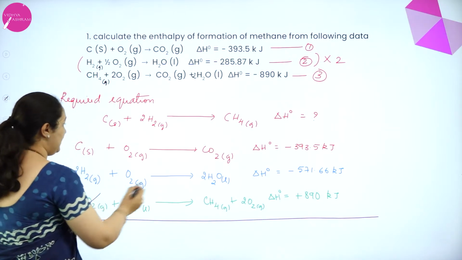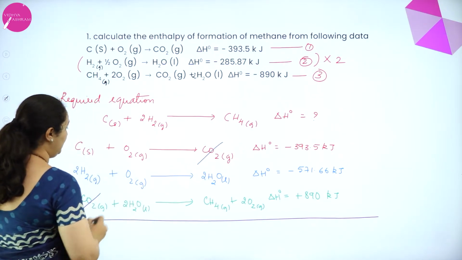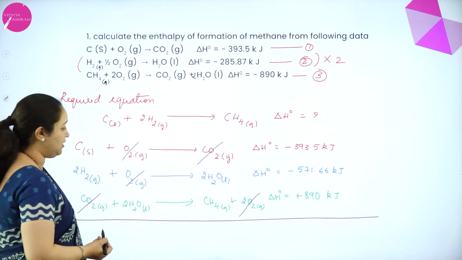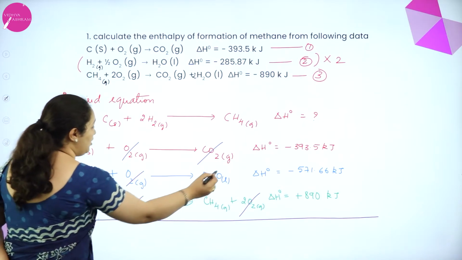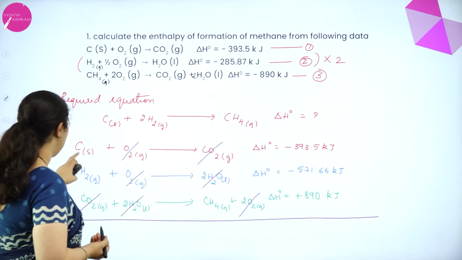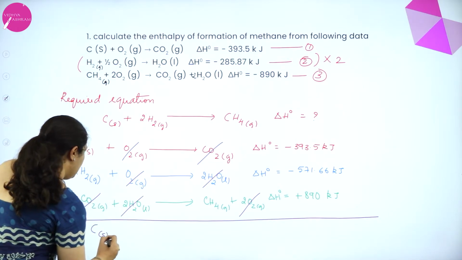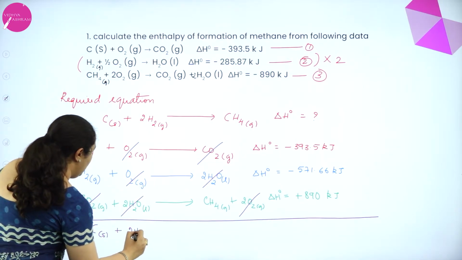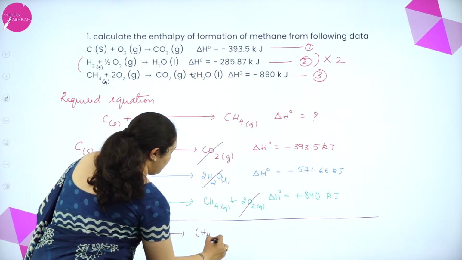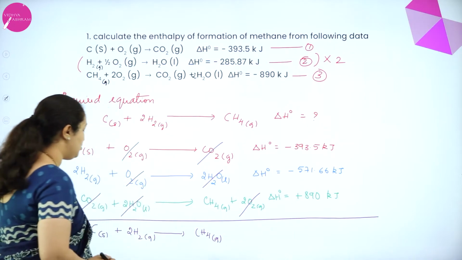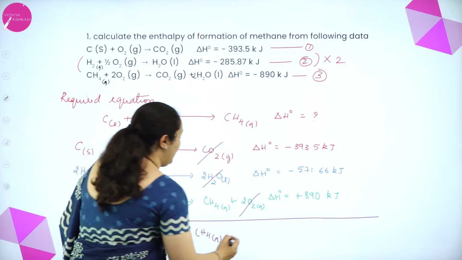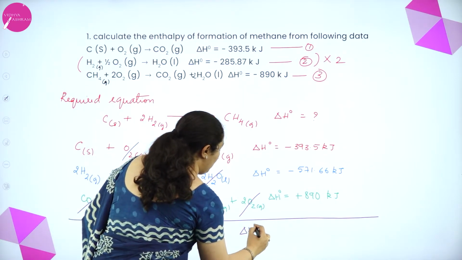See, carbon dioxide and carbon dioxide get cancelled. O2, O2, 2 molecules of oxygen and 2 molecules of oxygen get cancelled. 2 water molecules and 2 water molecules get cancelled. So what you have is carbon in the solid state plus 2H2 in the gaseous state giving CH4 in the gaseous state. So did I get the required equation? Perfectly matching.